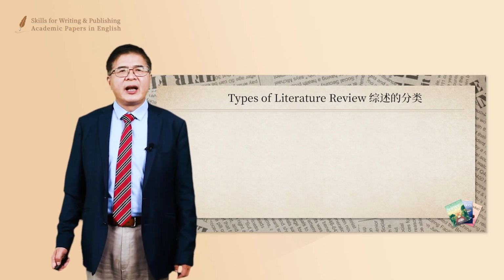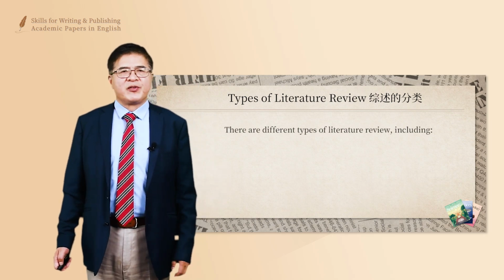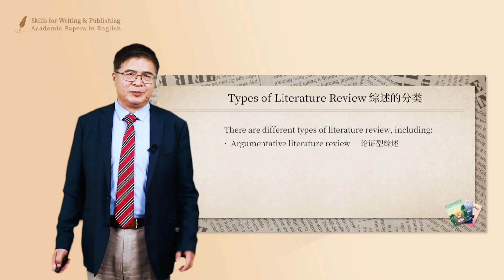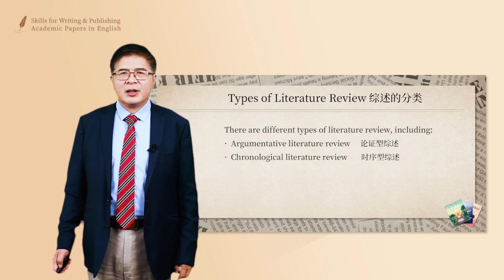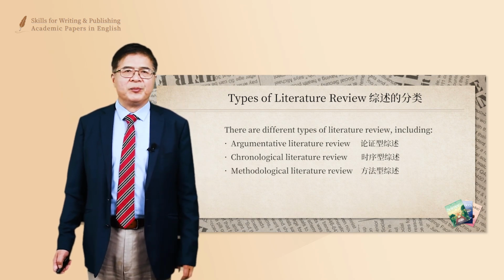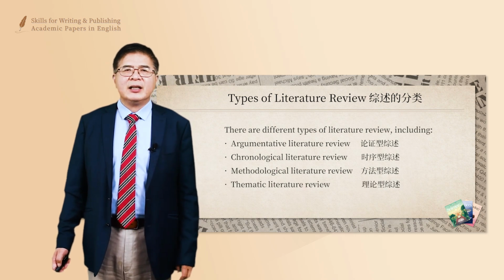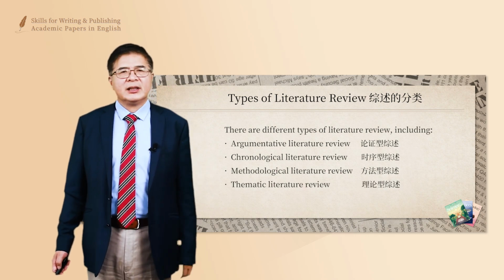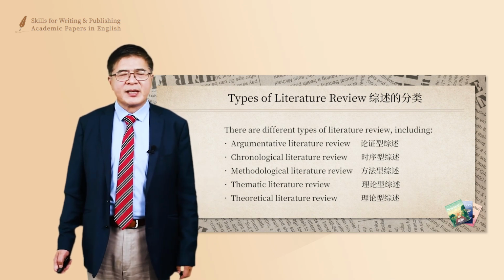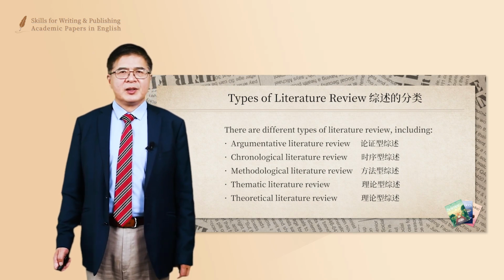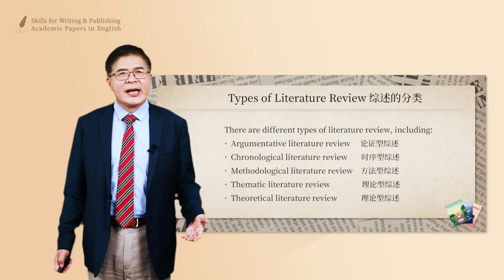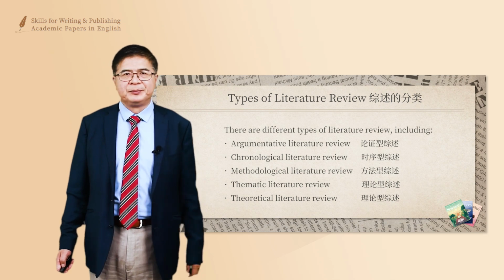Those are major components. Now, what are the types of literature review? There are basically 5 types of literature review. The first one is called argumentative literature review. The second, chronological literature review. Third, methodological literature review. Fourth, thematic literature review. And the fifth, theoretical literature review. So these are the 5 basic kinds of literature review you need to keep in mind. Well, let's give a more specific or detailed discussion and illustration of each type.